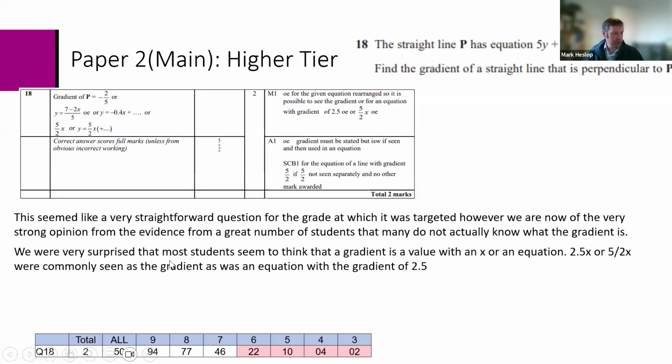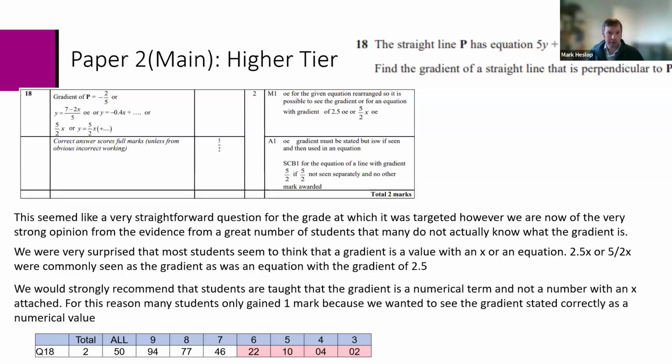We were very surprised that most students seem to think that a gradient is a value with an x or an equation, so 2.5x, 5 over 2x, commonly seen as the gradient, as this was an equation with a gradient of 2.5. Gradients, please, are something to focus on in the remaining time of your teaching, both foundation and higher tier students.